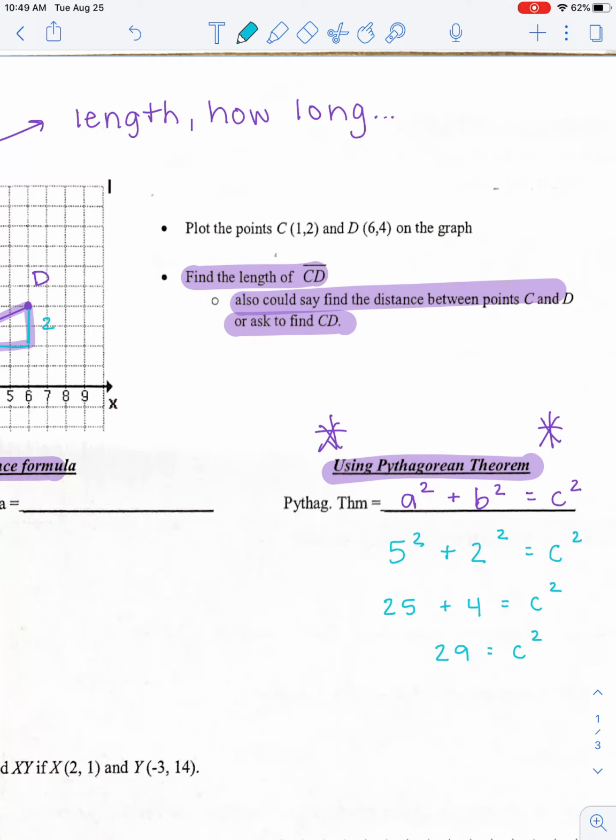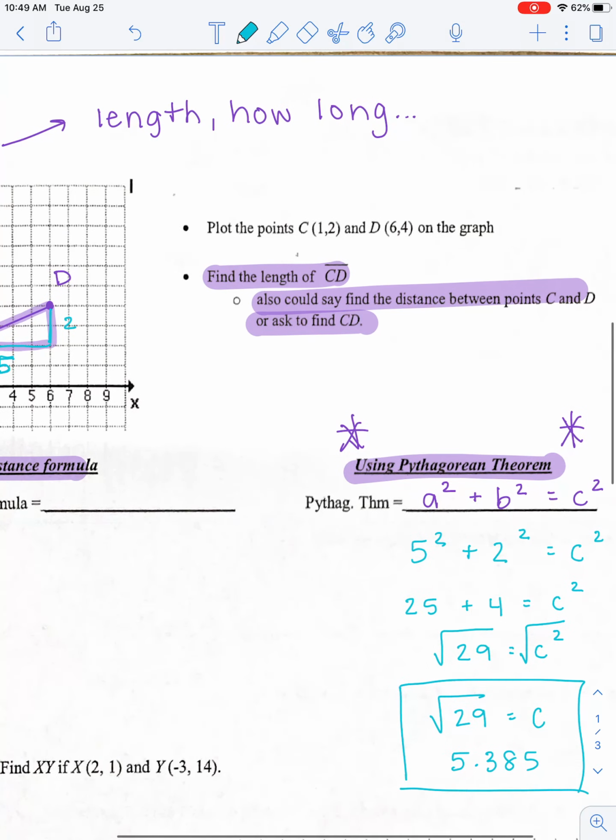Now our goal is to find the length. We just want plain old C. Right now it's squared, so we have to do the opposite of squaring, which is taking the square root of everything. We're going to take the square root of 29 and the square root of C squared. The square root of C squared is just C, and then we have the square root of 29. I prefer you just leave it like that. You can type it into your calculator and get like 5.385. I'll take either of those answers, but I usually just keep it as the square root because it's less work for us. That's the main way you can do it.